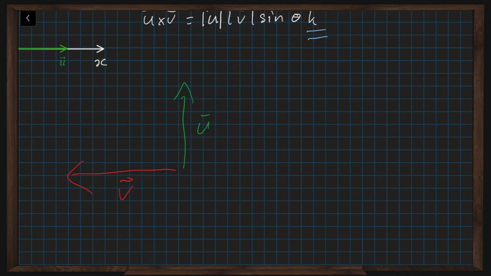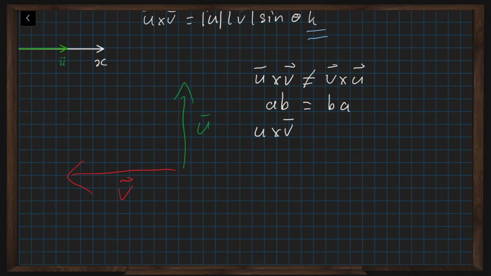And that is that u cross v is not equal to v cross u. And this is something you wouldn't have encountered before in a multiplication, because you've always been used to, let's say, a multiplied by b being equal to b multiplied by a. But in the case of vector products, u cross v is equal to minus v cross u.